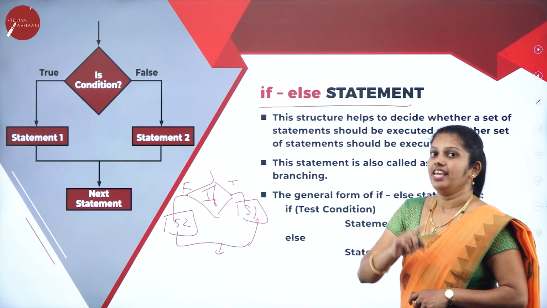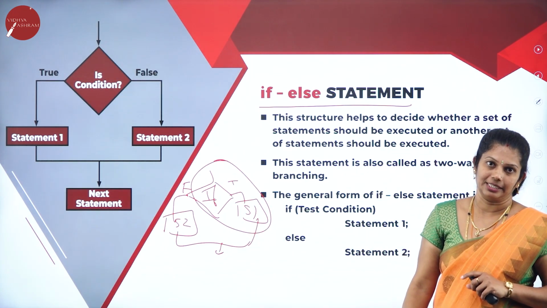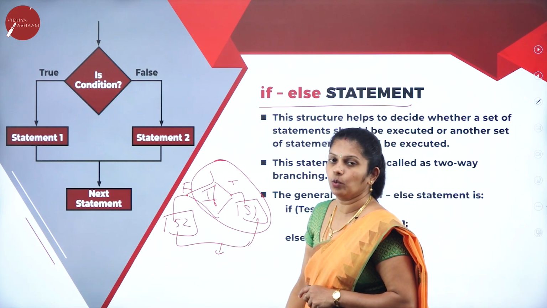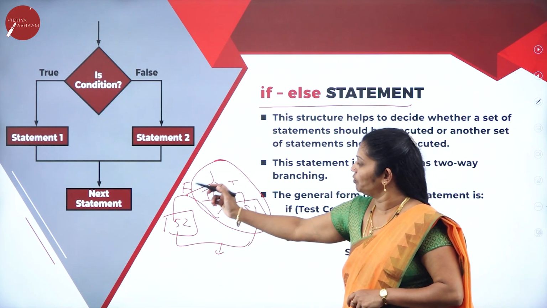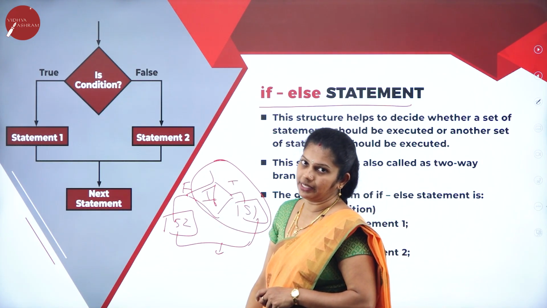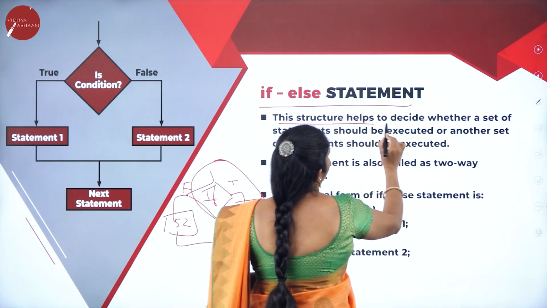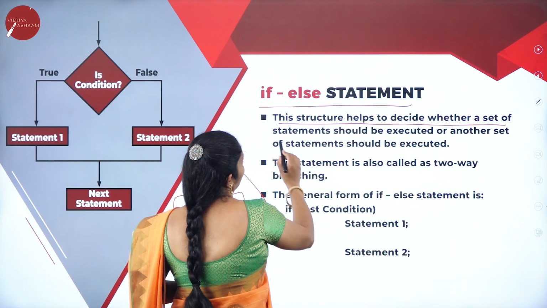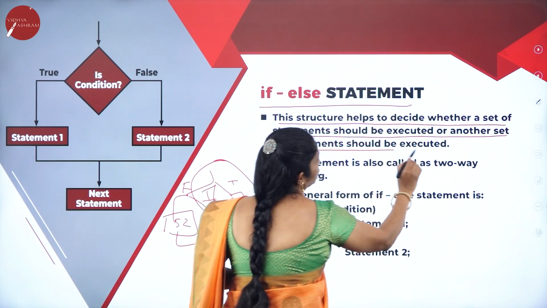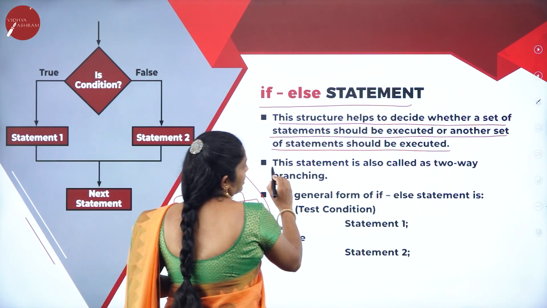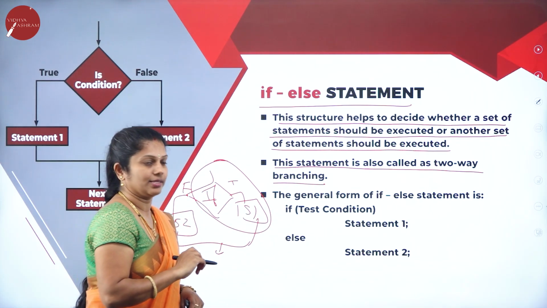Whereas in simple if, the condition is true, then only the statement will execute, otherwise it will exit. Whereas in the if-else statement, what happens? If the condition is true, then the true statement will execute. If the condition is false, then the false statement here it will execute. That's why it is called two-way branching. This structure helps to decide whether a set of statements should be executed or another set of statements should be executed here. This statement is also called two-way branching because two alternative ways are there.